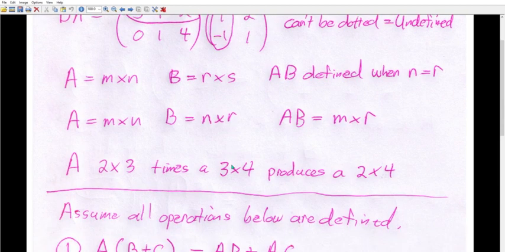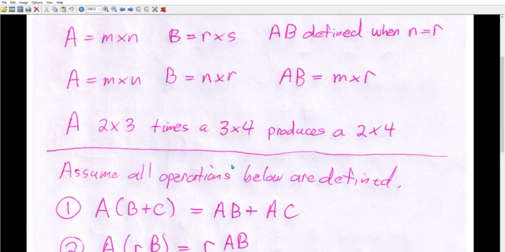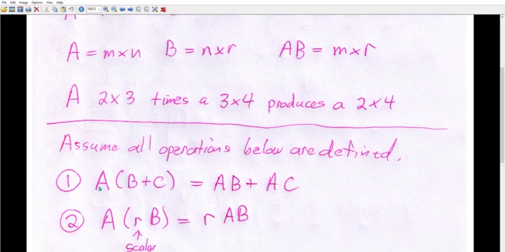Now, matrix multiplication has some really nice properties. So in what I'm about to talk about, assume that all the operations below are defined. In other words, if we're adding 2 matrices together, they're the same size. And if we're multiplying 2 matrices, the matrices are compatible, which means the number of columns in the first matrix is equal to the number of rows in the second matrix. Okay, so assuming all that's true, A times (B plus C) is AB plus AC.